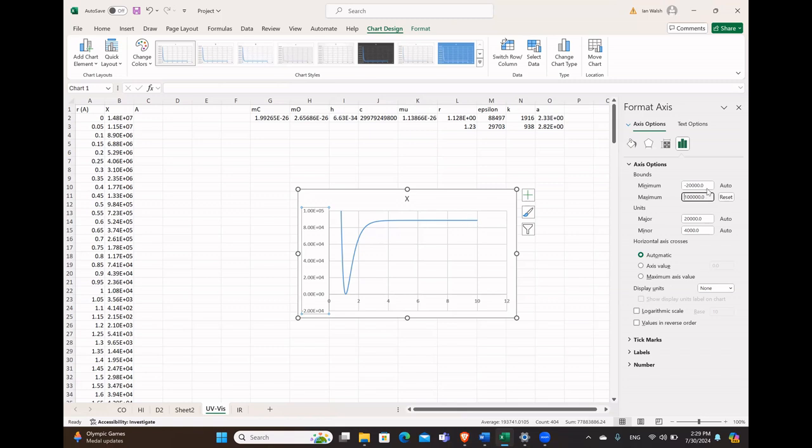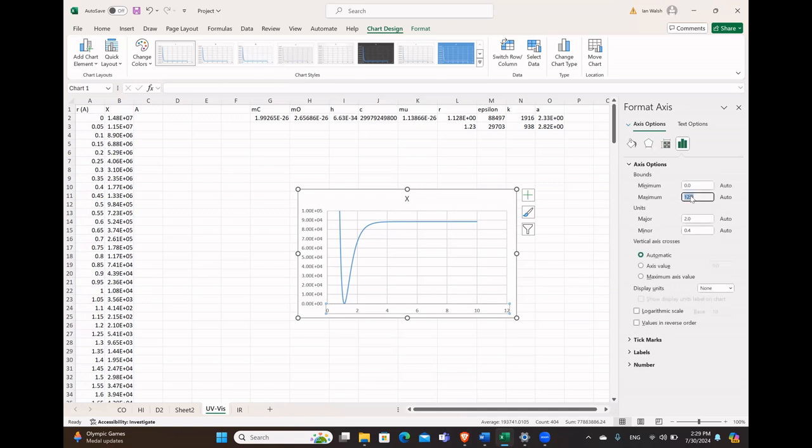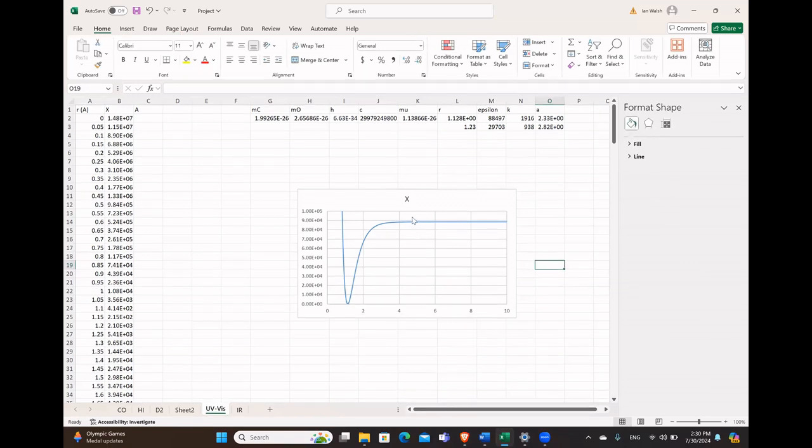All right, let's pretty this up a little bit. And then we can change the x-axis as well. We don't need to go all the way to 10 or 12, I guess. Let's go to, what does it look like if we go to 10? Looks a little bit better. We'll stop there at 10.